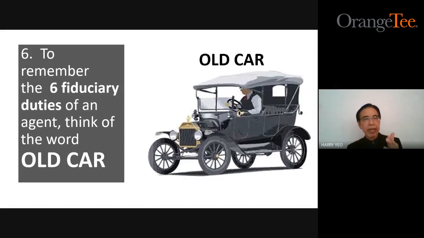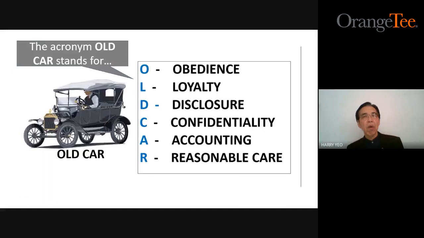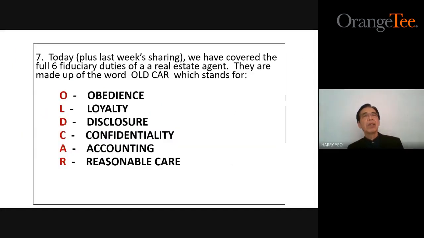To remember the 6 fiduciary duties, think of the acronym OLDCAR. O stands for obedience, L loyalty, and D disclosure. What does CAR stand for? Confidential information, accounting, and reasonable care. So today, plus last week, we have covered the 6 elements of fiduciary duty under OLDCAR.